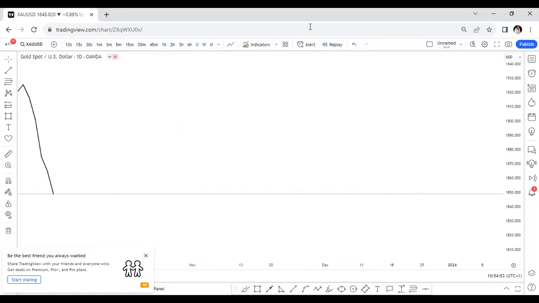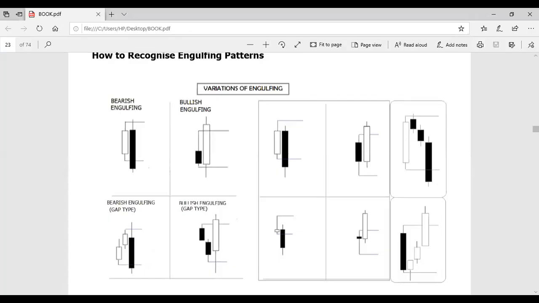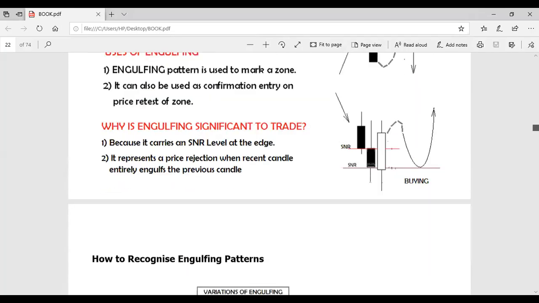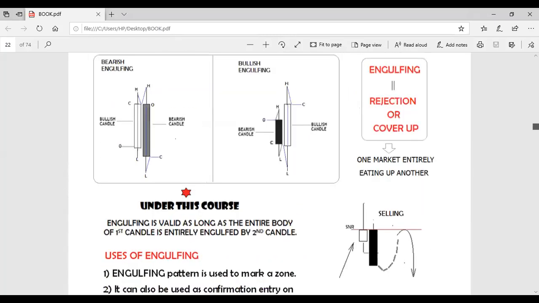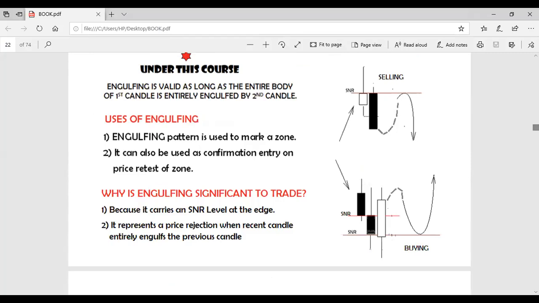I told you that as long as this is discovered, we have an engulfing as valid. As long as the engulfed candle body is entirely enclosed by the recent candle. Then the uses of engulfing, there are two uses we are going to pinpoint here.